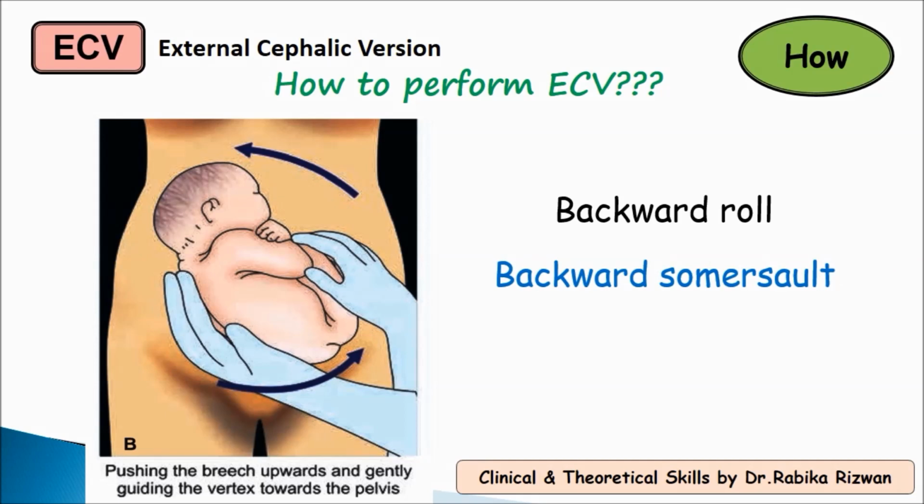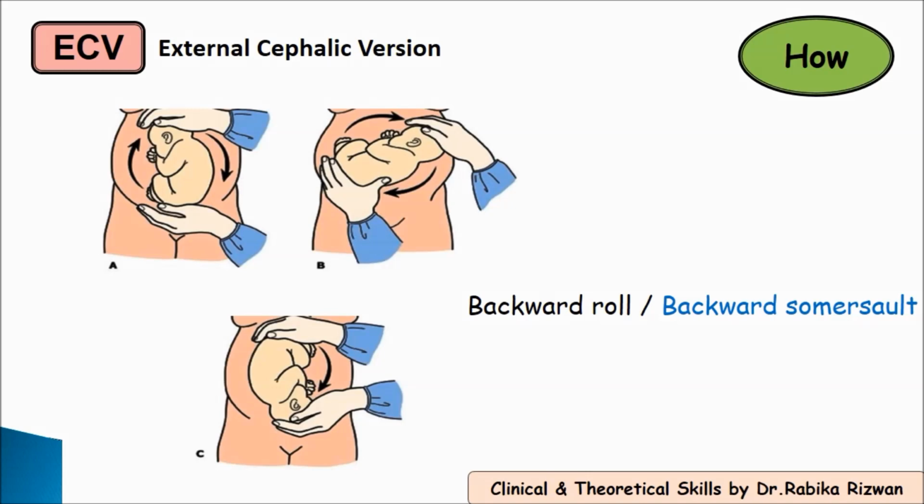If forward roll is not successful, then you can perform backward flip. Now this picture is showing backward roll, and you can clearly see the fetal spine and head are lying on the same side as the clinician. And here the clinician is standing on the left side of the mother.